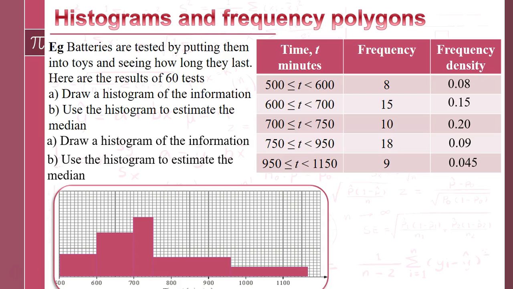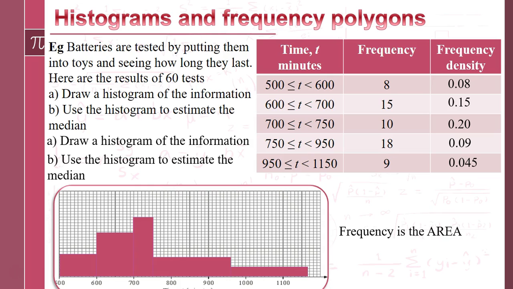Right, part B of the question says use the histogram to estimate the median. So what we've got to do is figure out where the median piece of data is in all of this. So the median, we've got 60 tests, 60 results. So the median is the 30th piece of data.